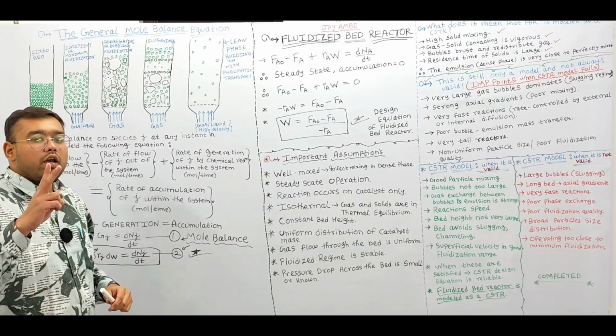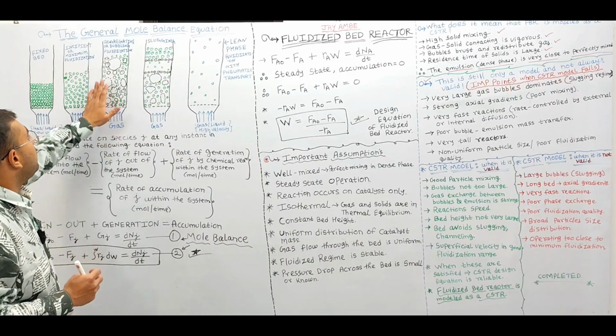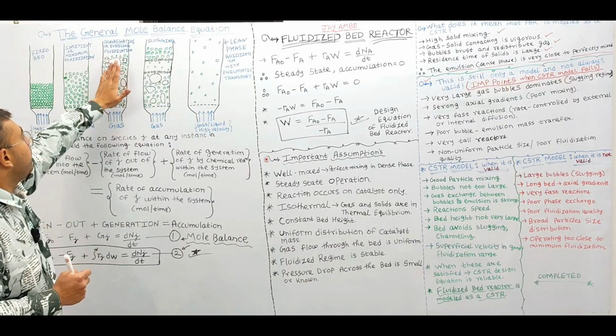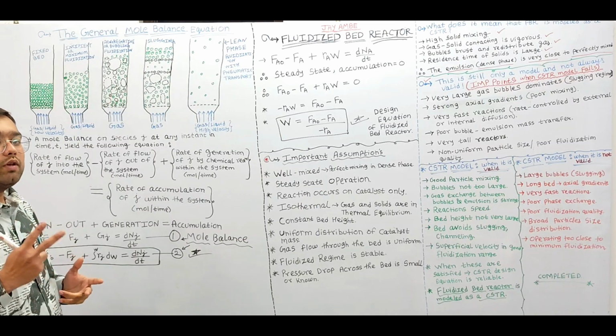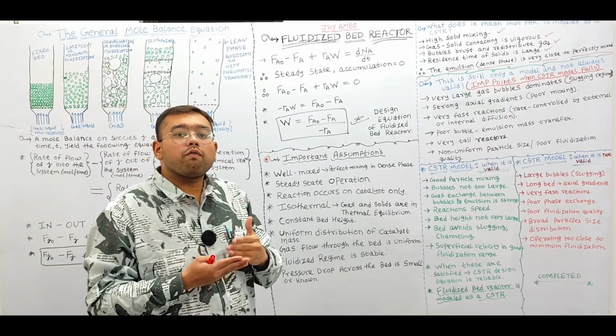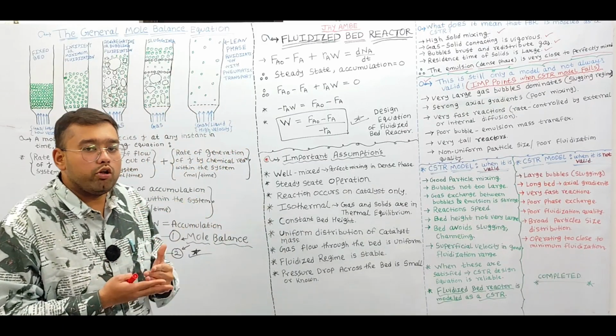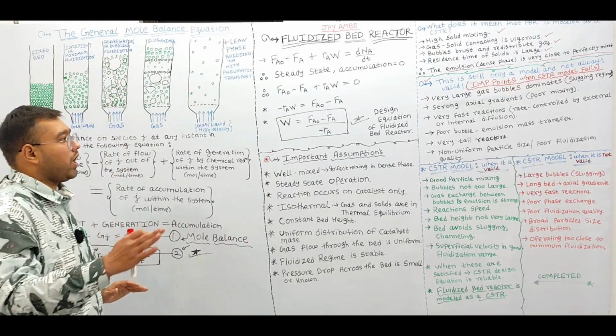So the residence time of that first molecule is 5 seconds. Now let's say the second molecule spends 10 seconds in the fluidized bed reactor. So the residence time for the second molecule is 10 seconds. So residence time, which means the amount of time spent by a molecule in a reaction environment, is called the residence time.